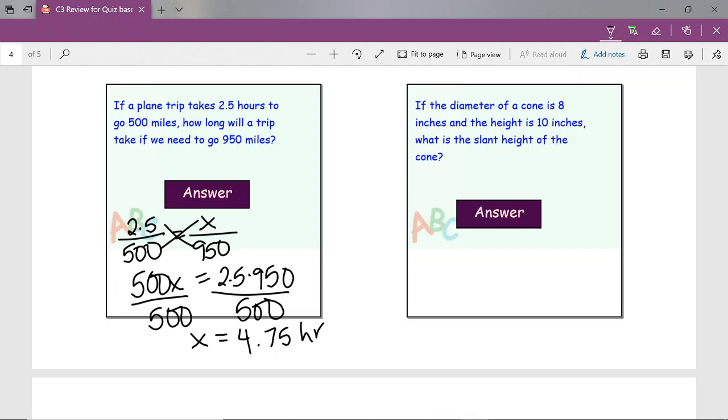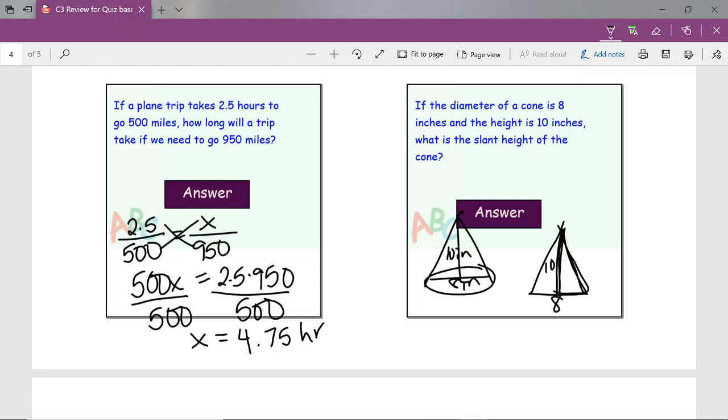All right, so practicing slant height one more time. If the diameter of a cone is 8 inches and the height is 10 inches, what is the slant height of the cone? With the same process that we did above, we're going to get a triangle as our cross section that has a height of 10, a base of 8, that we can then use the right triangle that's part of this to find the slant height.